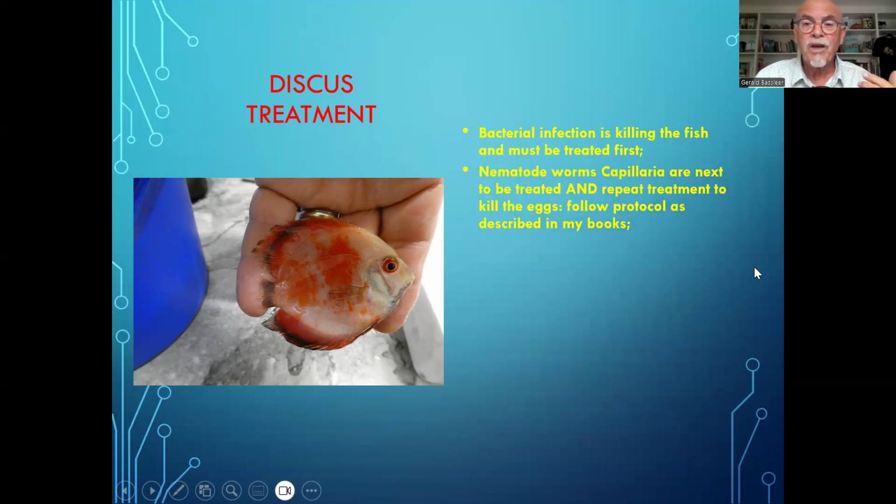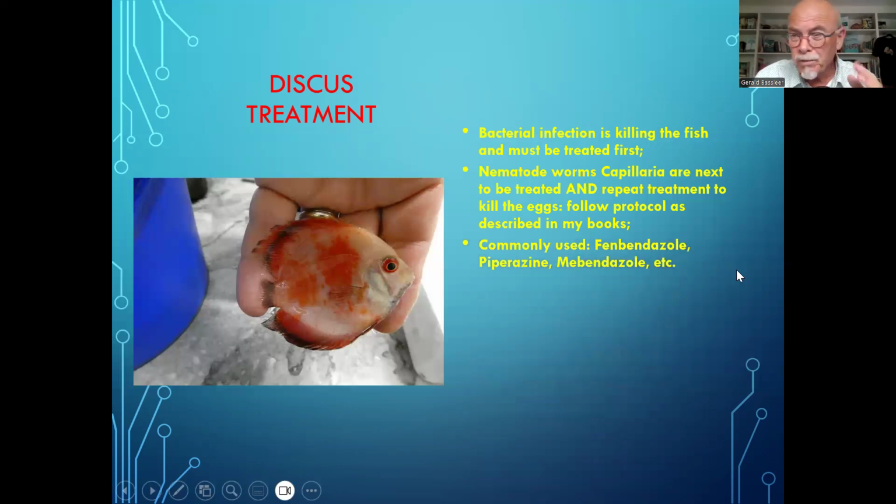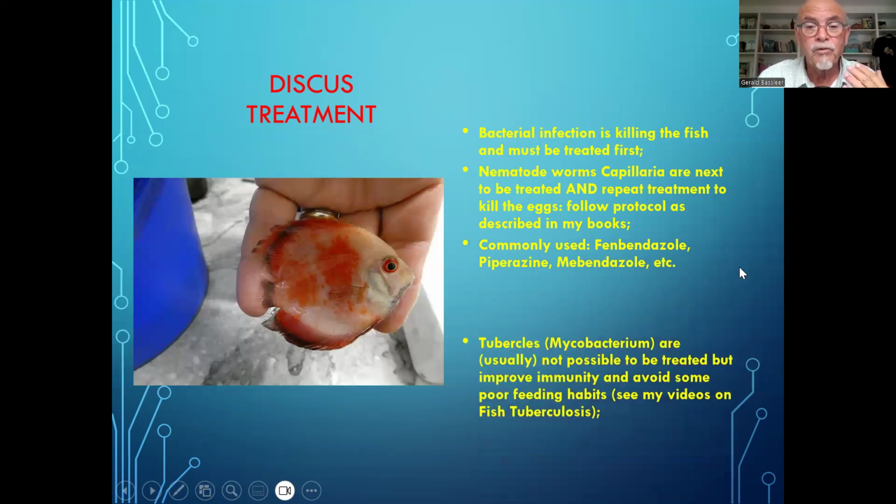The nematode worms Capillaria are next to be treated, and repeat the treatment to kill the eggs. Follow the protocol as described in my books or in the leaflet that is supplied with the medication. Important to follow the directions. At the same time, you can try to kill the gill flukes, but there were not that many, but still, those are the first you have to try to treat. And at the same time, with using like fenbendazole in the water, you might also control the gill flukes.